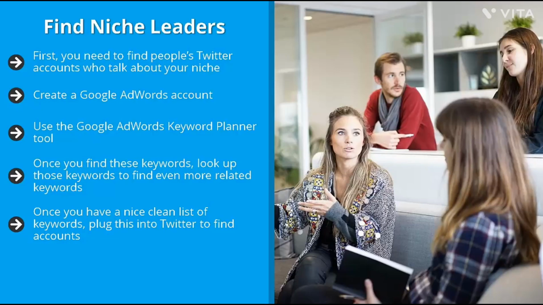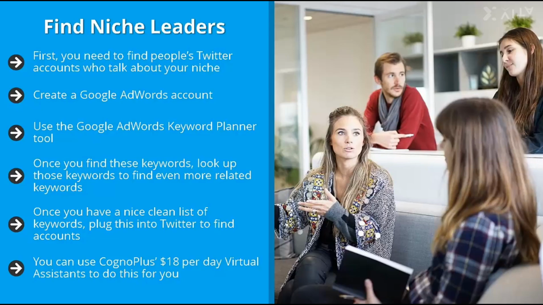There's a shortcut to this. You can use Congo Plus's $18 per day virtual assistants to do this for you. For only $18, you get a person's full 8-hour day of labor. This person can use Google AdWords for you, find the right keywords, filter the keywords, go through Twitter, find the accounts, get the hashtags, and follow those accounts.